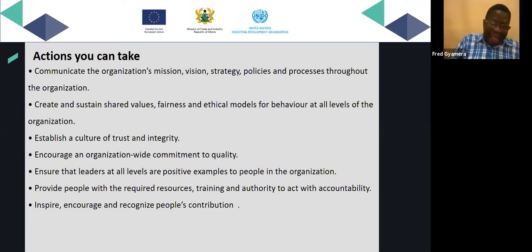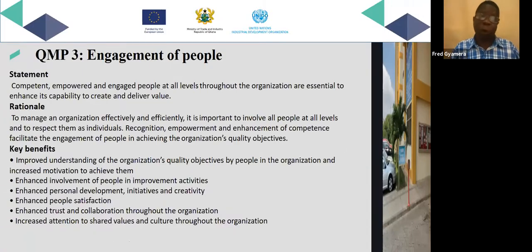Try to inspire, encourage, and recognize people's contribution to your success story. The banks are doing well in that area. Some, I would say, at least will nominate 1 or 2 people as the best worker of the month or the week, just by way of trying to what? Inspire and encourage. And they are therefore recognizing your contribution to their success story. These are some of the things. So if nothing at all, please, I'm not saying go and establish a very flamboyant quality management system, but apply some of these principles and take those actions that I have described above.